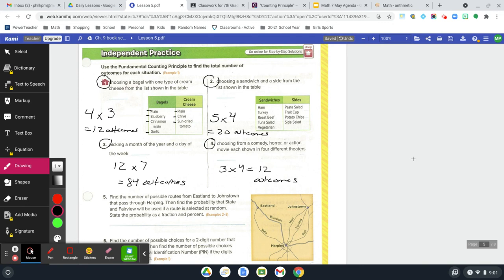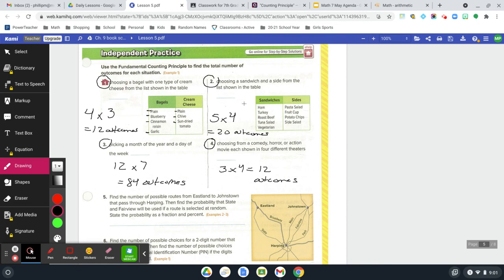Okay, let's check. So for number 1, you have 4 different kind of bagels. So realize here in this table, plain, blueberry, cinnamon raisin, and garlic. There's 4 of them. So cinnamon raisin is 1 bagel here, not 2. So 4 bagels, cream cheese, plain, chive, sun-dried tomato, that is 1 as well. So times 3. 4 times 3, you have 12 outcomes possible.